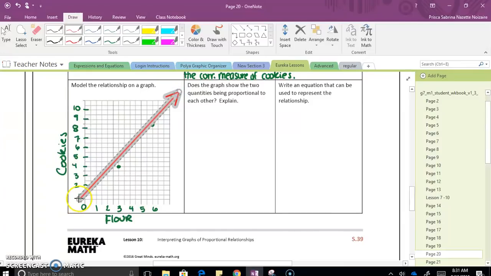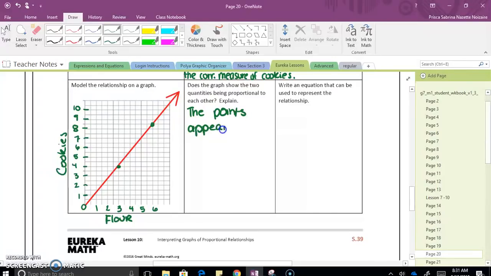You can go ahead and trace your line starting from your origin because this is a proportional relationship. As you can see, we had a constant of proportionality. So this is a proportional graph. Now, does the graph show the two quantities being proportional to each other? As I just said, the points appear on a line that passes through the origin.